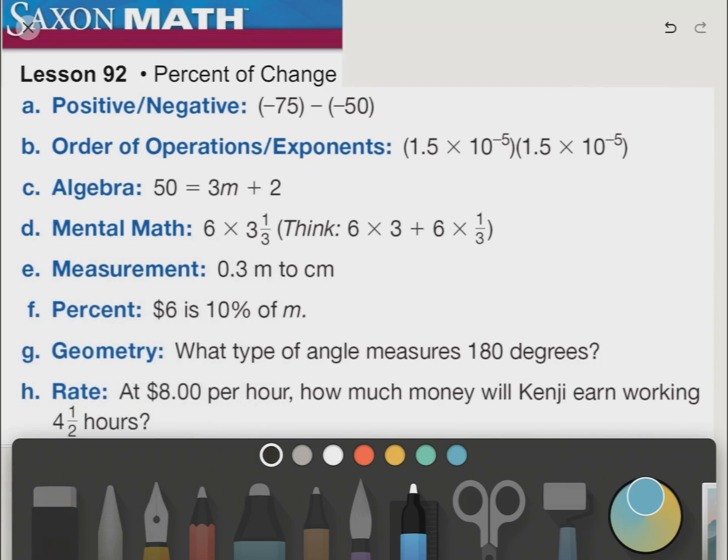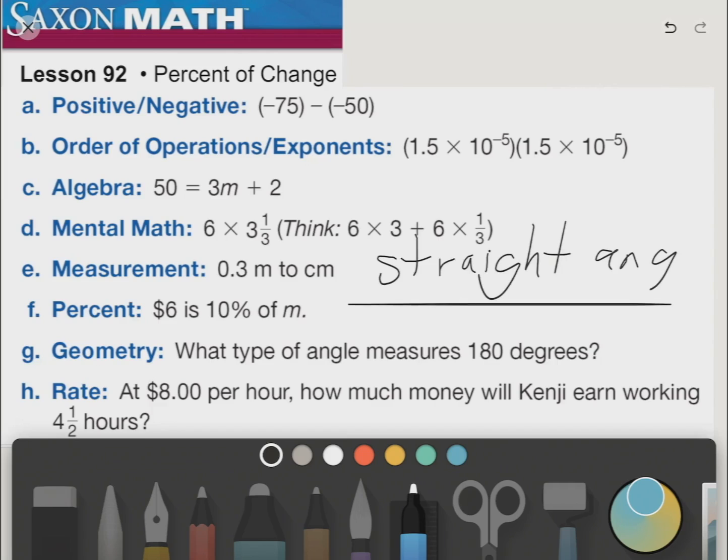Geometry. What type of angle measures 180 degrees? Well, let's see what a 180-degree angle would look like. It looks like this. How would we describe a line, a segment that looks like this? I would say it looks pretty straight. It's a straight angle.